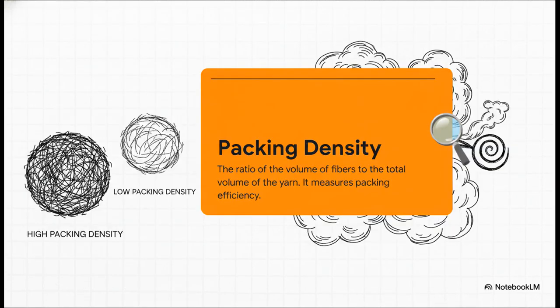And this whole idea is measured by something called packing density. It's basically just the ratio of how much fiber there is compared to how much air is in the yarn. So a high packing density means very little air, giving you a yarn that feels firm and dense. A low packing density means a lot more air, and that's what gives you that softer, lighter, fluffier feel. It's amazing how this one geometric principle creates such a huge range of textures.